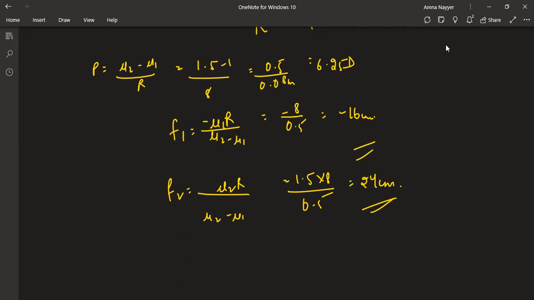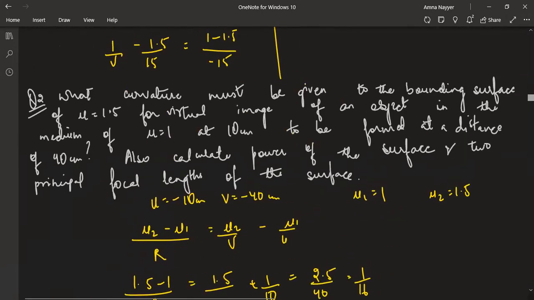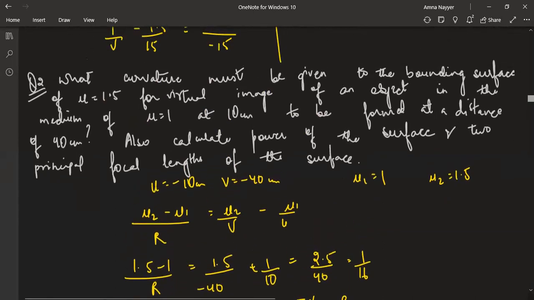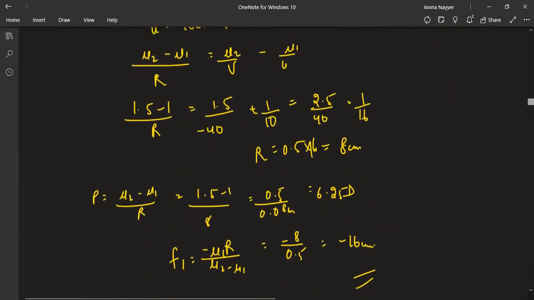Now we have some questions left on lens also from refraction that we'll see after this. Lens, some questions on lens. So question you all have written, note down the solution.